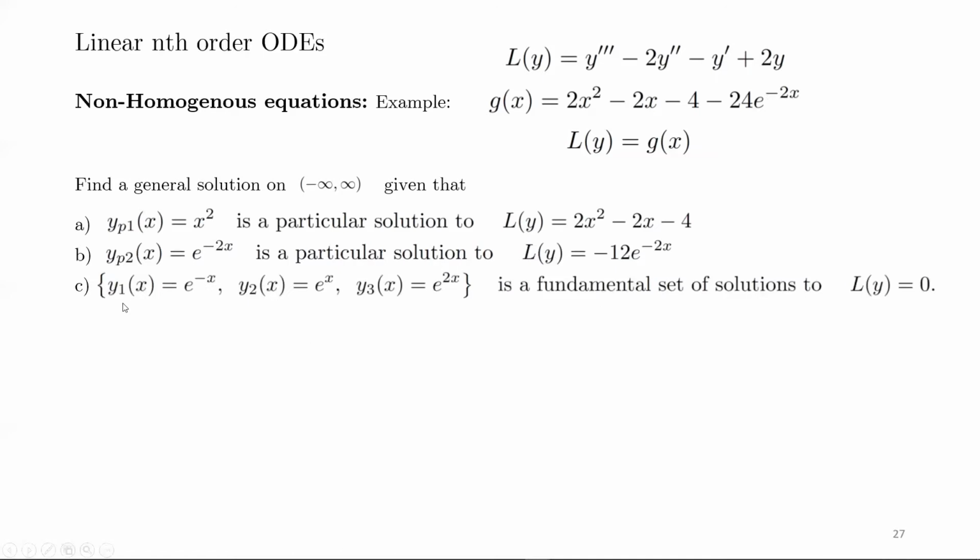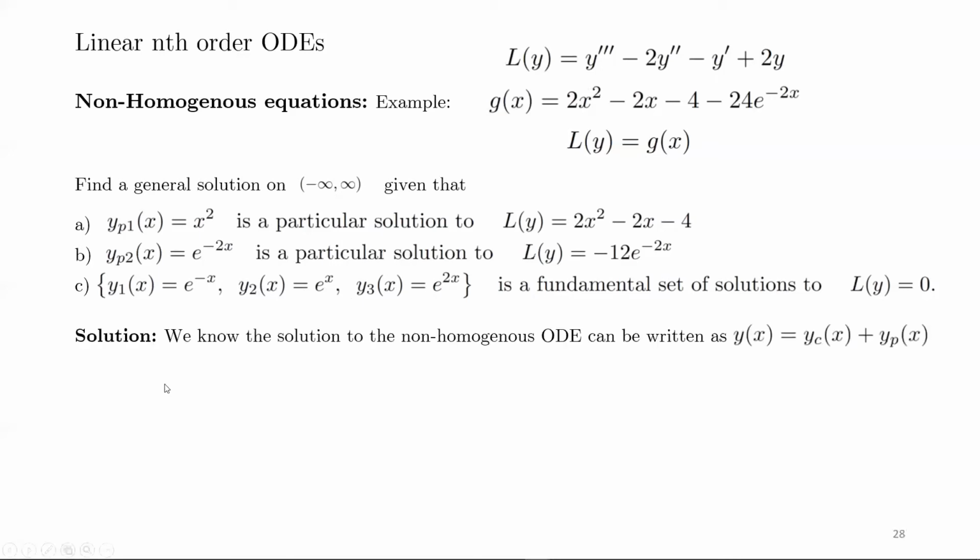And I'm also going to tell you that y1, y2, and y3, with y1 being e to the negative x, y2 being e to the x, and y3 being e to the 2x, is a fundamental set of solutions to the homogeneous equation, this linear differential operator L equals 0. So let's imagine I've calculated the Wronskian for this set of solutions, and that Wronskian was not 0, therefore we had a fundamental set of solutions.